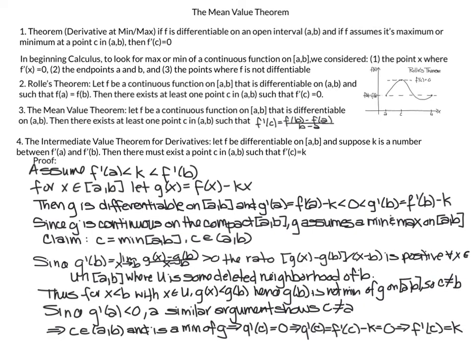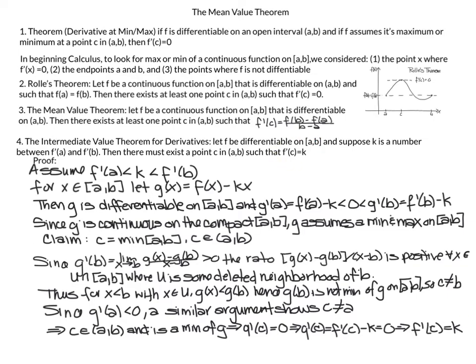A similar argument can show that c does not equal a. So what we conclude is c is in the interval (a, b), and it's a minimum of g. So g prime of c is equal to 0 because of this theorem here, that if f has a min or max, then its derivative at that point is 0. And looking at our definition of g, g prime is also equal to f prime of x minus k. So g prime of c is also equal to f prime of c minus k. Since that's equal to 0, that implies that f prime of c is equal to k, which is exactly what we wanted to show.